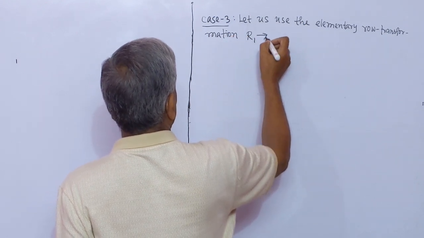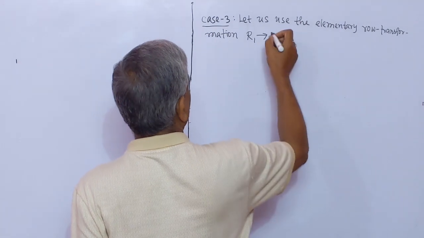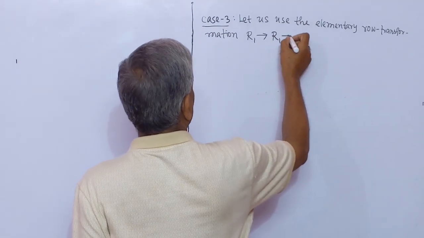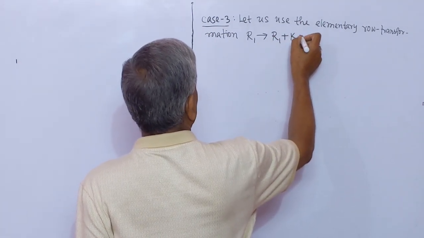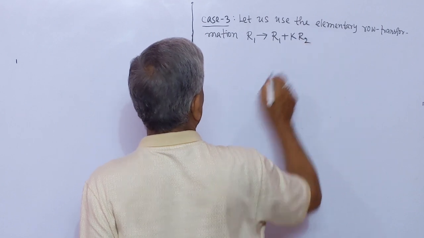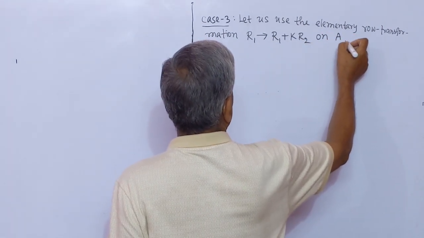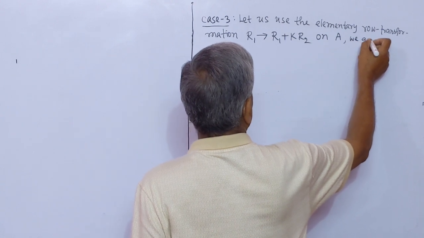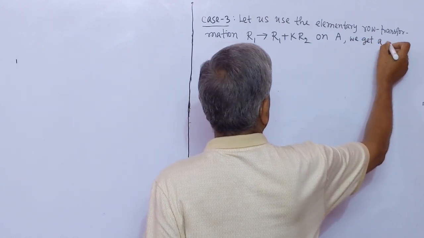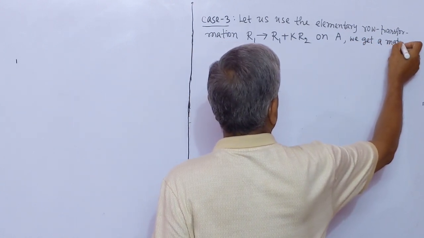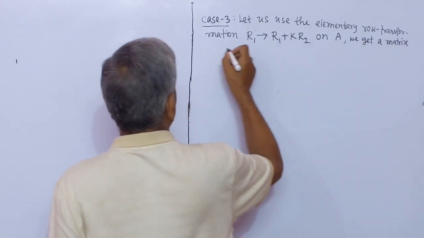R1. In place of R1, R1 plus K R2 on matrix A, we get a matrix D.